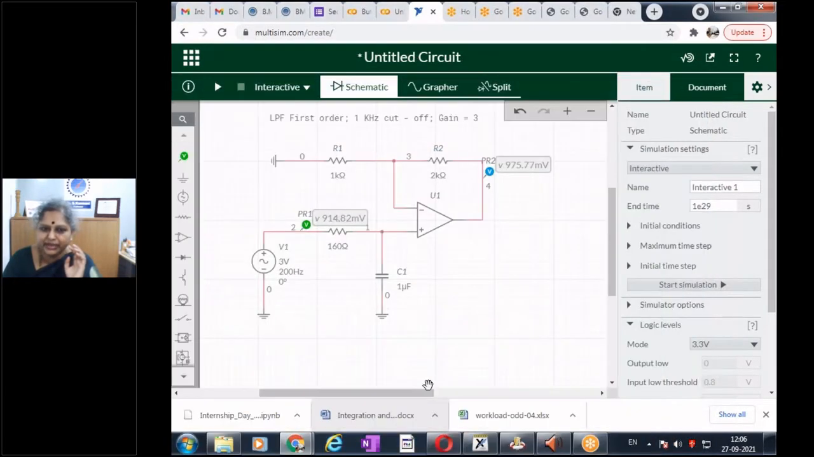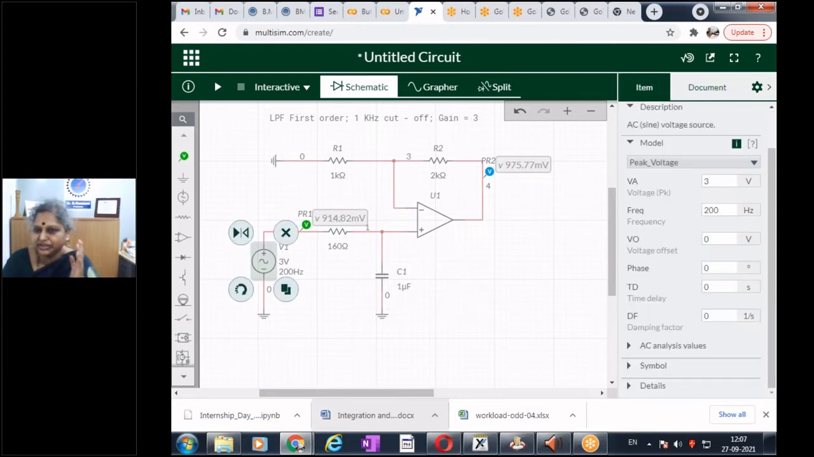Now let us go back to our circuit and give a higher frequency. My cutoff frequency is 1 kilohertz. Go back to the signal generator and give a high frequency. Instead of 1 kilohertz, now please give my input as 10 kilohertz. It's a cutoff of 1 kilohertz, but I'm going to give a 10 kilohertz input. Now run the circuit and see what output you're getting.